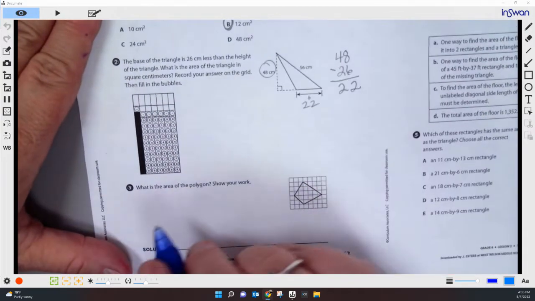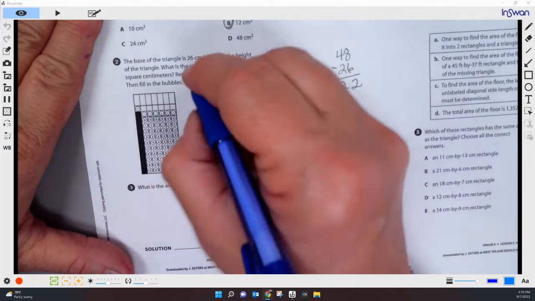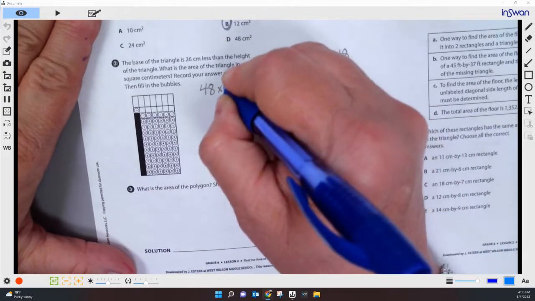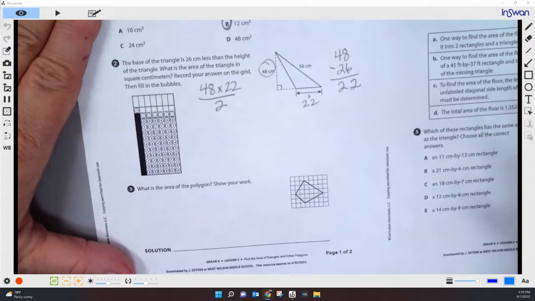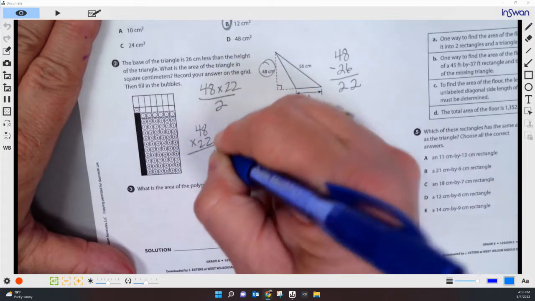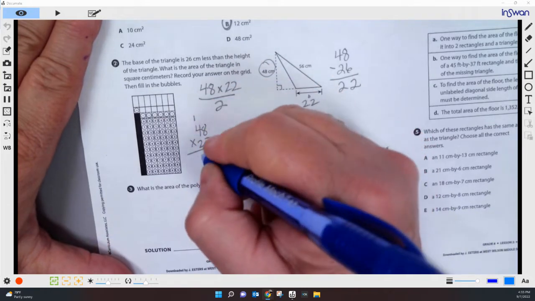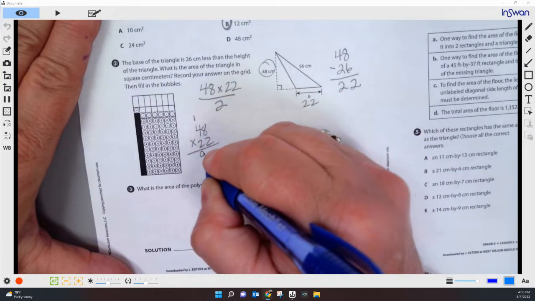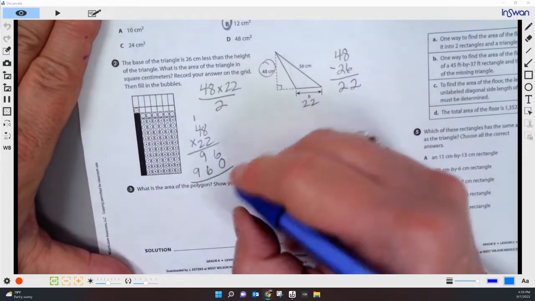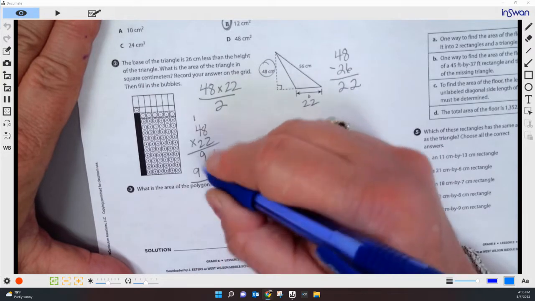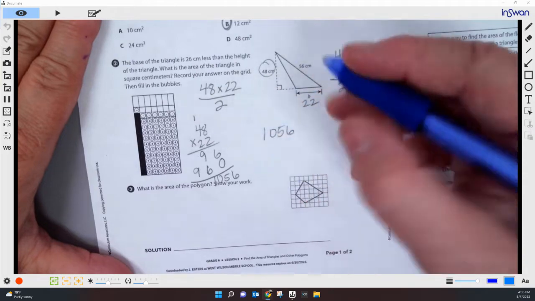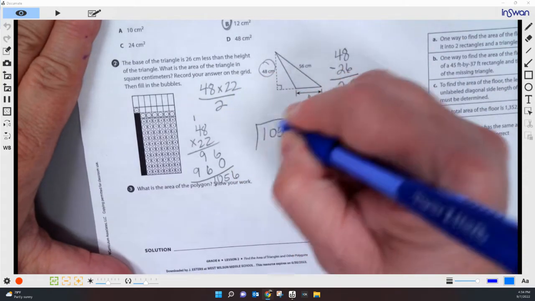Now, when I plug that into my area formula, base times height divided by 2, 48 times 22 divided by 2, that's going to be 48 times 22. 2 times 8 is 16. 2 times 4 is 8, plus 1 is 9. And then if we add that together, that's going to be 1,056. That's my base times my height. Now I have to divide that by 2.